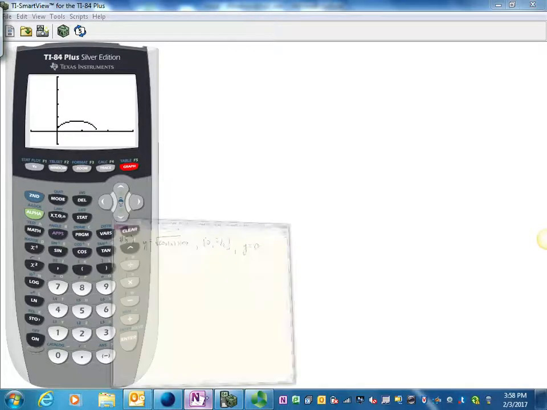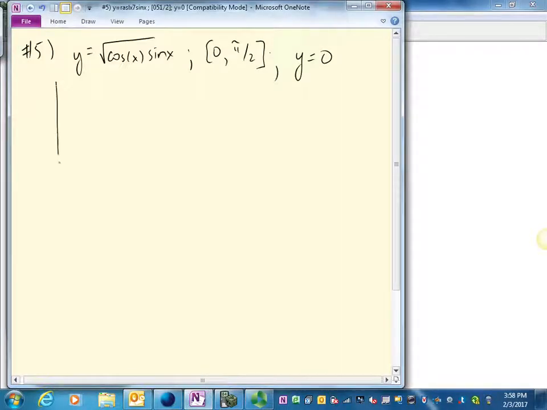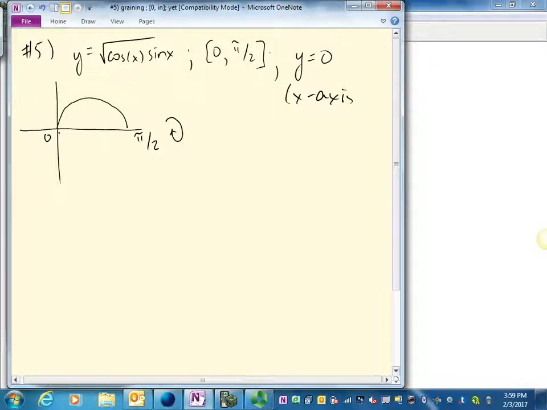So let me transfer this over to my paper here. So it looks like this. This is 0 for x. This is pi halves for x. We're going to revolve it around y equals 0, which is the x-axis. As I'm revolving it around the x-axis, I can see what shape my disks are going to take. I start by drawing that reflection across the x-axis, and I've done that. And then to give it a little bit of a dimension, I'll go ahead and draw this.